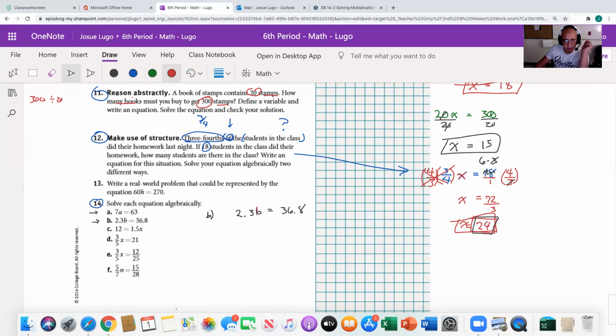Let's isolate this b. How? Well, we need to get rid of this multiplication by 2.3. So let's do the opposite of multiplying by 2.3, which is divide by 2.3, so that we can cancel that. But let's do the same thing on this side. Divide this side by 2.3 as well. So b will equal whatever 36.8 divided by 2.3 is.